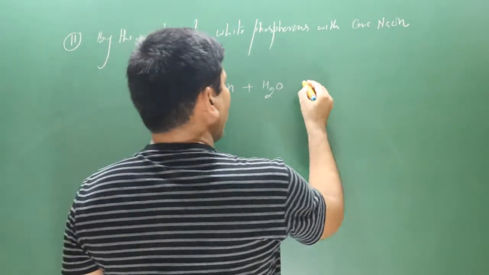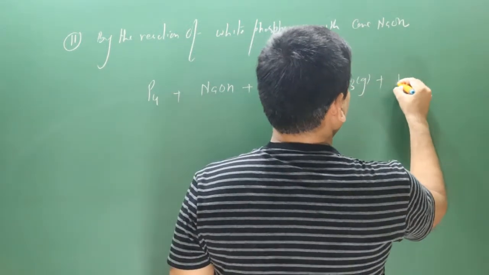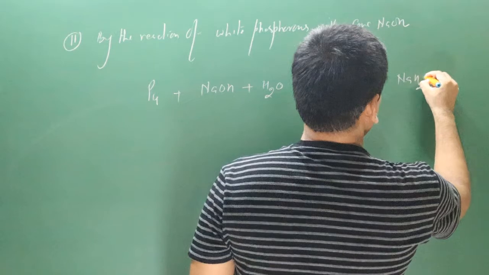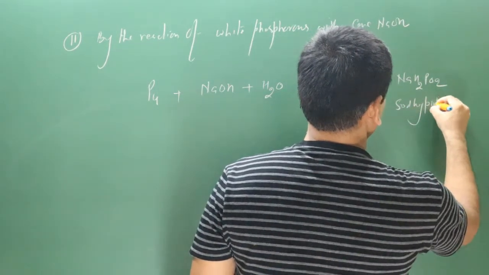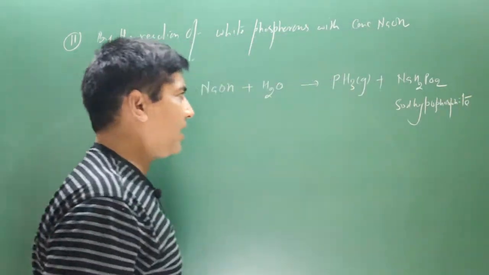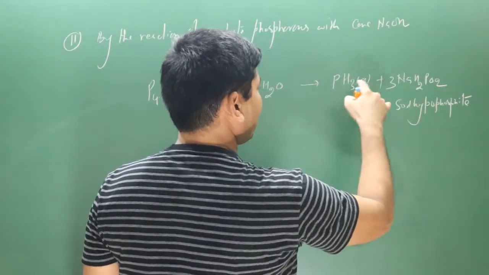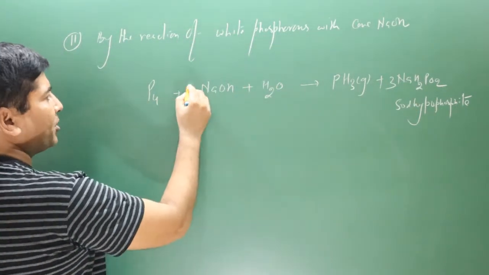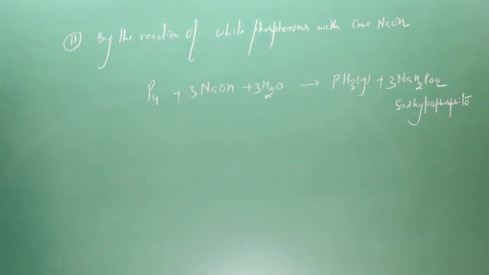We have the main product, that is phosphine gas. The byproduct we get is NaH2PO2, known as sodium hypophosphite. Now we can balance this equation. 3 plus 1 is equal to 4 phosphorus, multiplied by 3, then we can multiply it by 3. The equation is balanced.